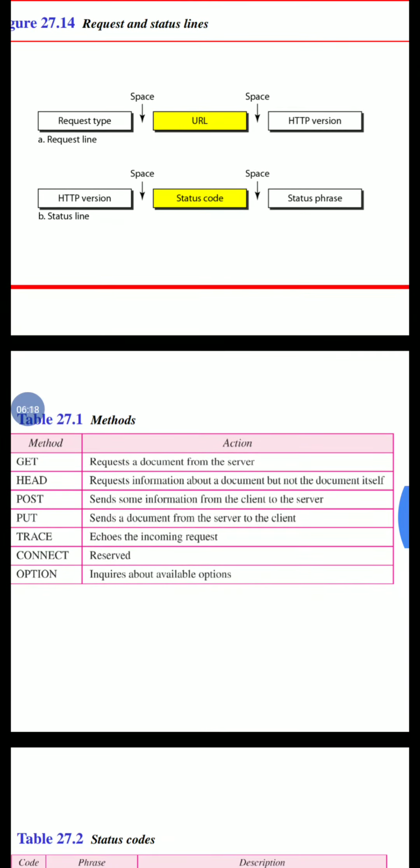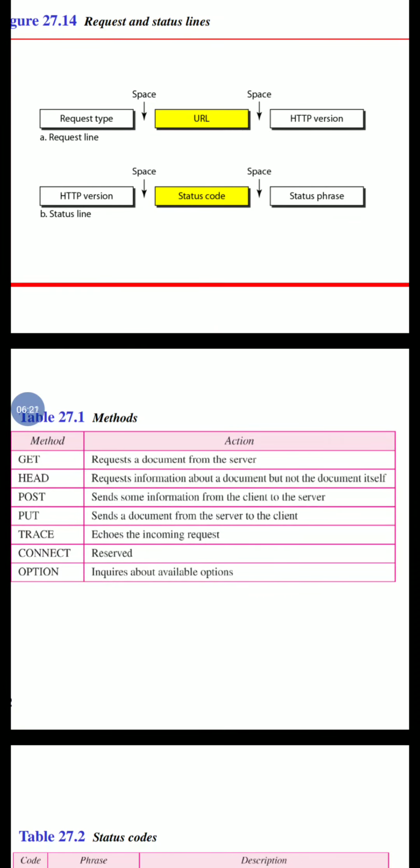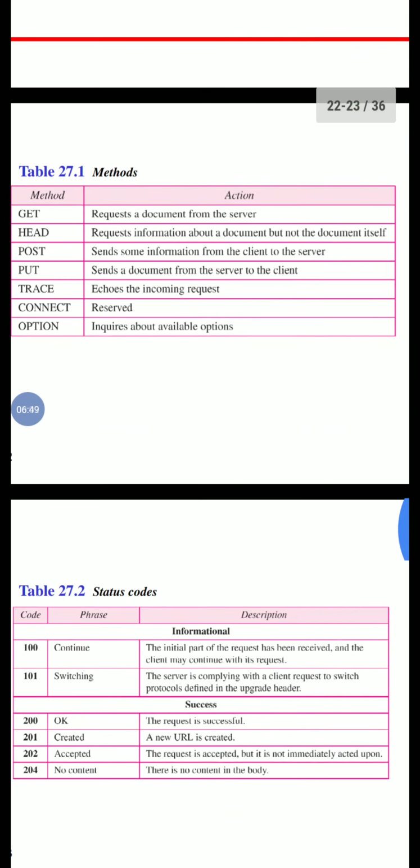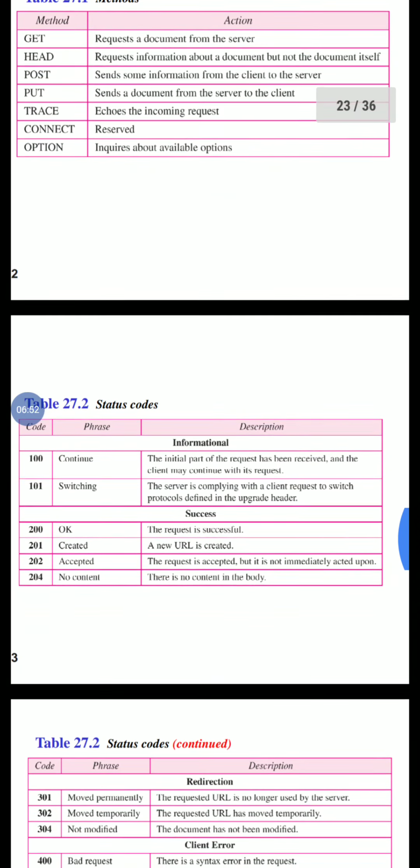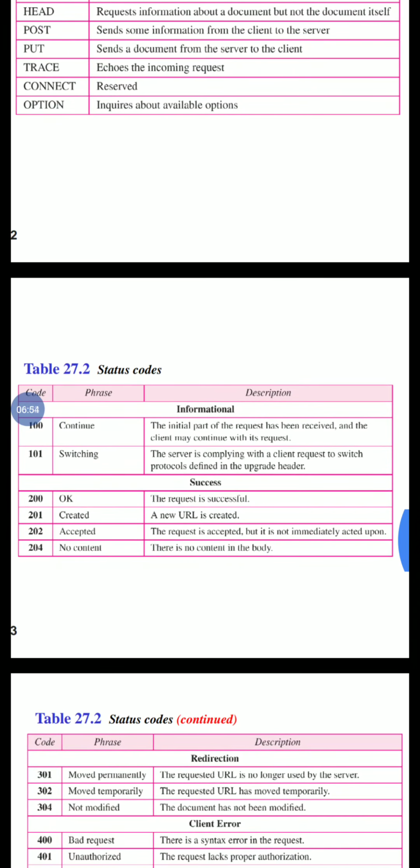After that we have TRACE, which echoes the incoming request, means it doubles the incoming request. Then we have CONNECT, which is reserved, and OPTIONS, which inquires about available options. These are the famous methods you must go through: GET, POST, PUT and HEAD, which are very important methods used in the request and response messages. Then in 27.2 we have some of the status codes.